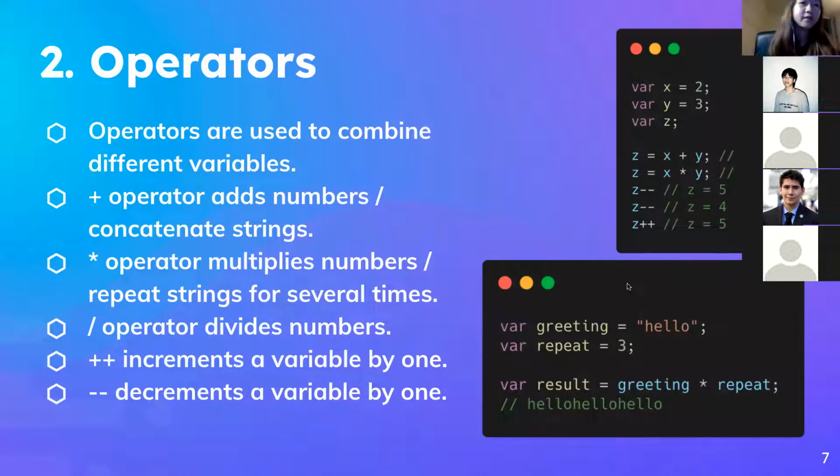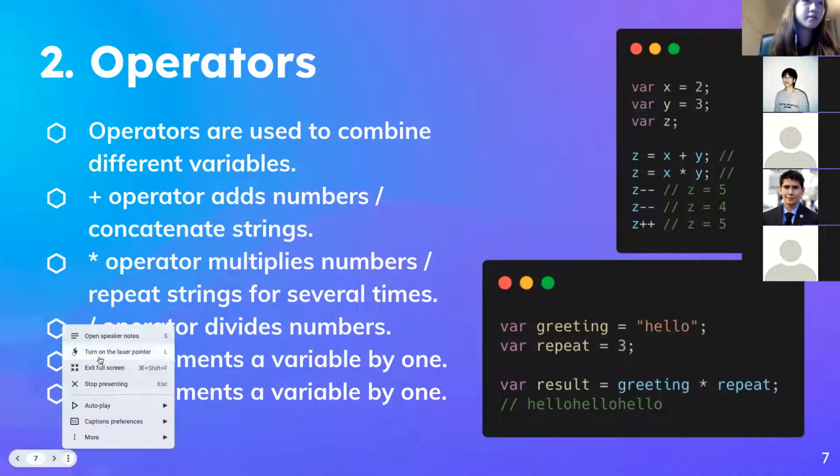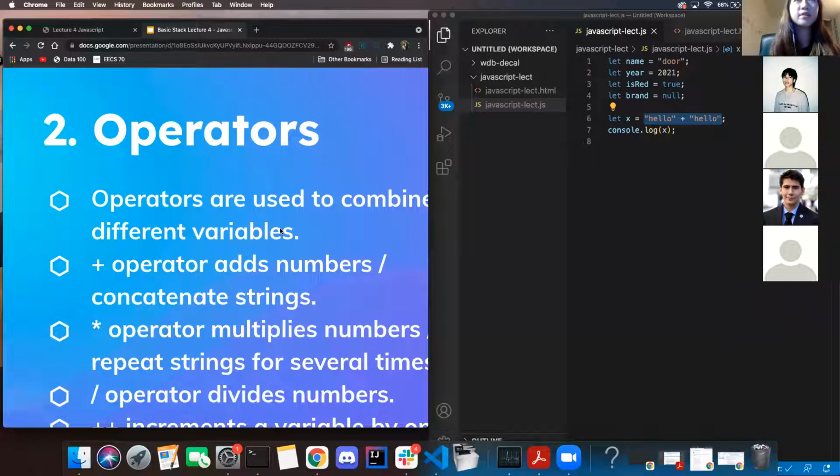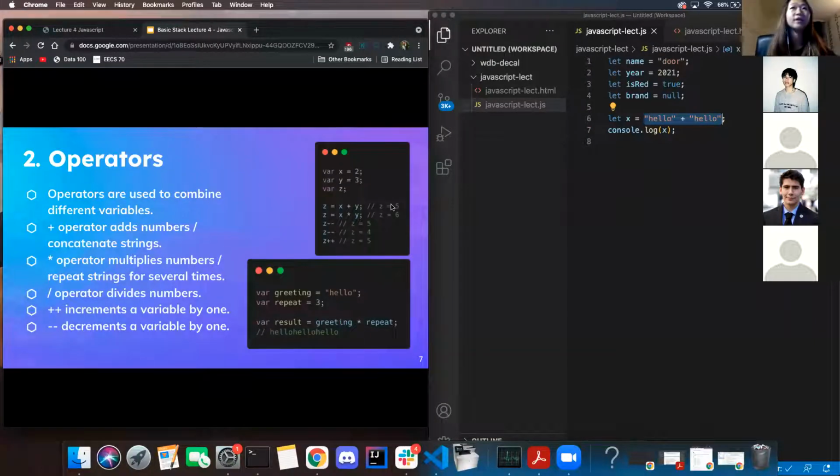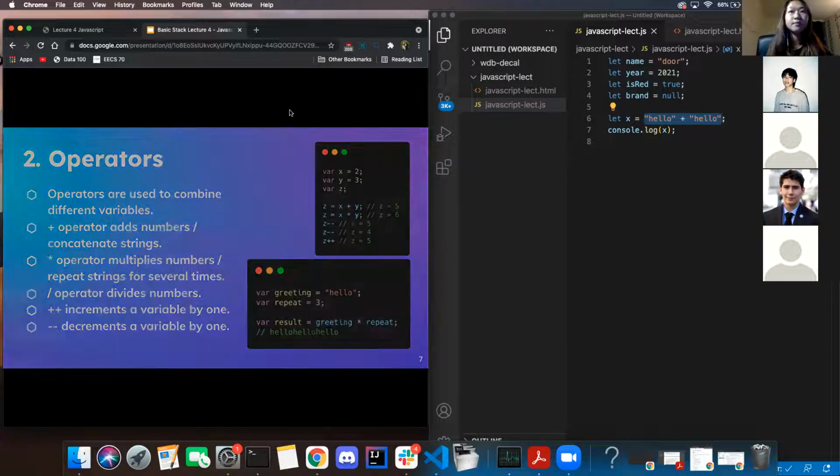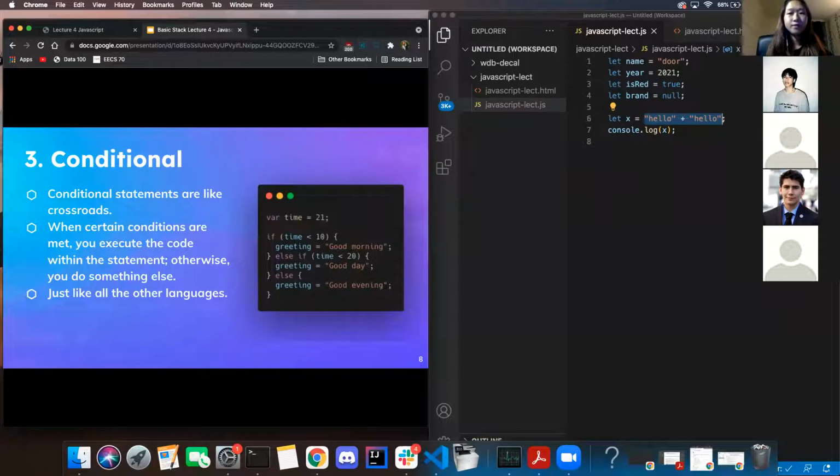Actually, let me see if I can make this screen split so you guys can see both my live code. Okay, this works better. So there's also something else that might be neat to know. If you multiply a number and a string, it's going to repeat that string that amount of times. So that's what you can see here. 3 times hello is going to make hello, hello, hello. Okay, so let's move on to conditional statements.